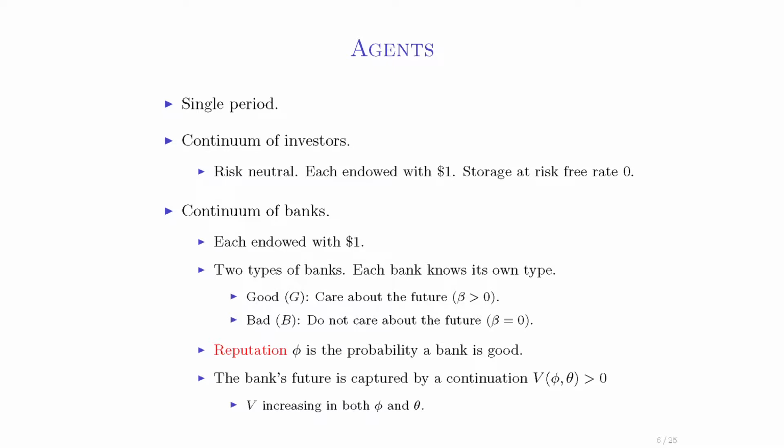And there's going to be a continuum of investors in this economy, plain vanilla guys. They are risk neutral. Each one is endowed with $1, and they have an outside option at a free rate equal to 0. There's going to be a continuum of banks. These guys will be important for intermediating between the investors and some investment opportunities that I'm going to talk about in the next slide. Each bank is also endowed with $1. And there's going to be two types of banks out there. Some I'm going to call good banks and some I'm going to call bad banks.